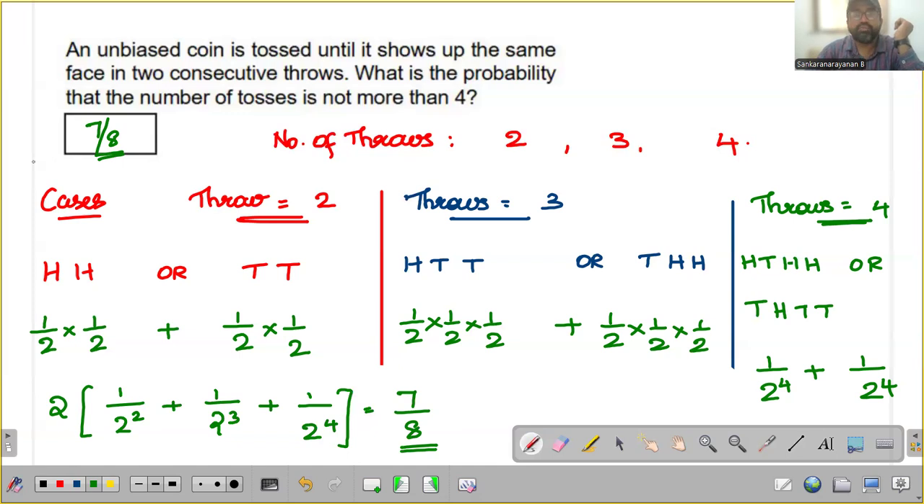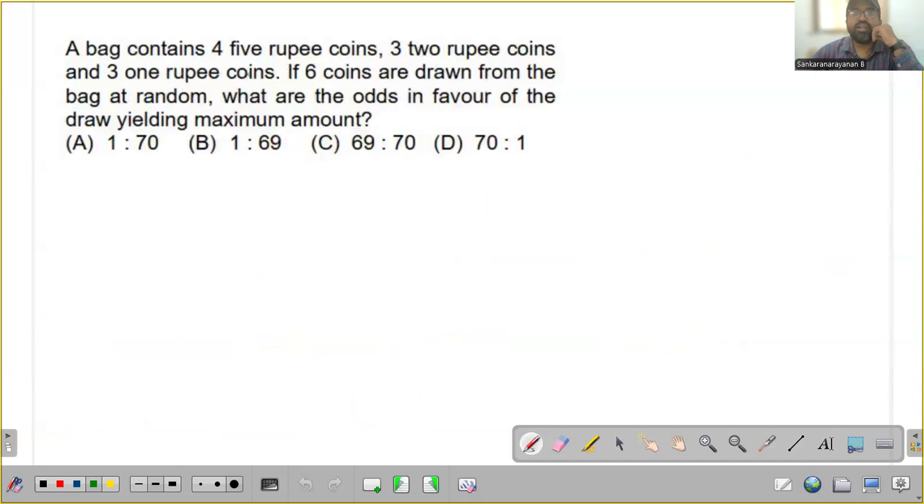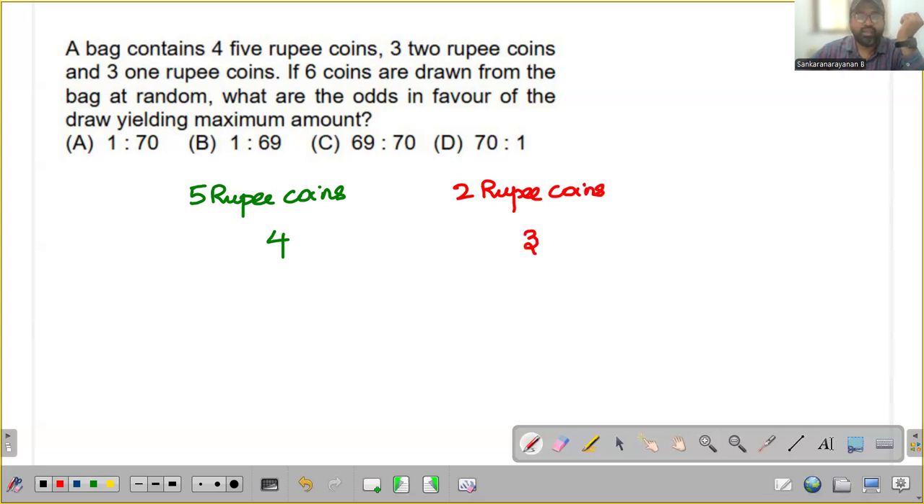Let's now move on to the next one. A bag contains 4 5 rupee coins. You can see there are 4 in number. 3 2 rupee coins, 3 in number. And 3 1 rupee coins, 3 in number. Total number of coins, if you consider, it is 4, 5, 6, 7, 8, 9, 10. So altogether, there are 10 coins.